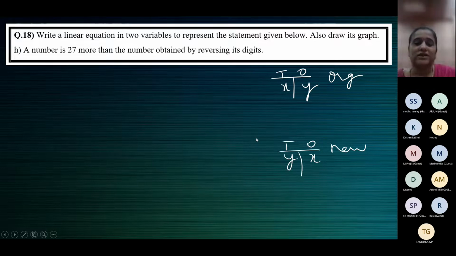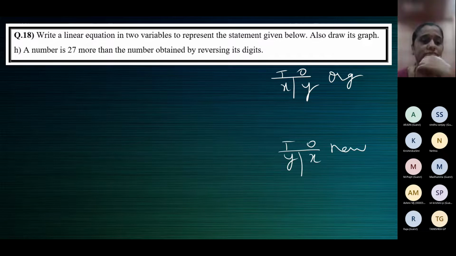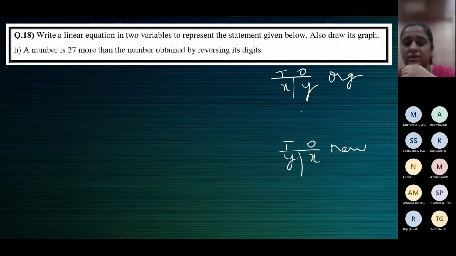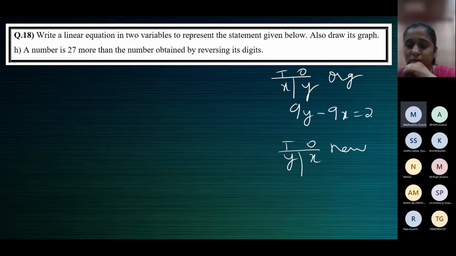Yes, children, can I have the equation? Ma'am, I got 9y minus 9x is equal to 27. Okay, 9y minus 9x is equal to 27. Yes, that's all right.